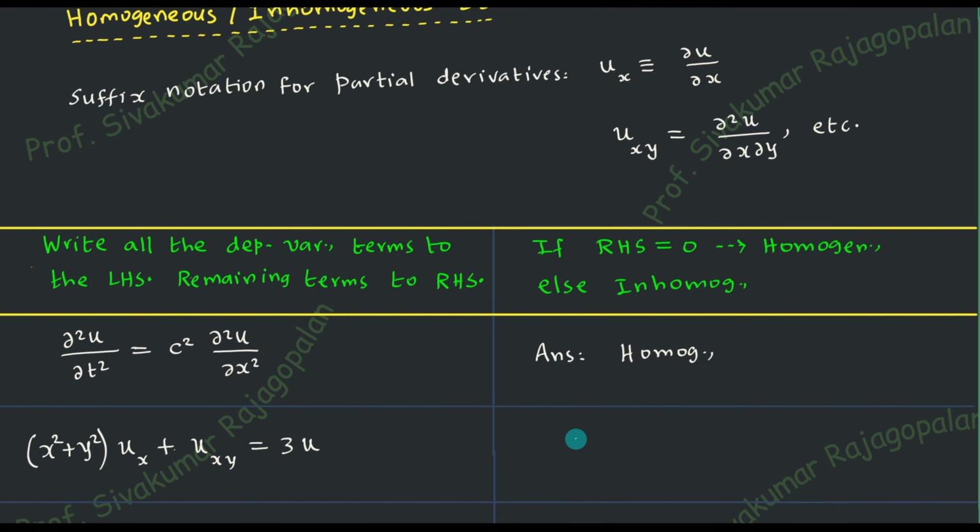So for the second equation, you can immediately conclude there is a ux here, therefore dependent variable is there. Uxy, dependent variable is there. Dependent variable means what? Unknown quantity. U is the unknown quantity. X and y are the independent variables. And therefore this is also dependent. Therefore it should be on the left hand side. 3 times u, so this u is also a dependent variable. It should be on the left hand side. So therefore take it to the left hand side. And what is remaining? Once you decide all the terms, nothing else is remaining. Therefore the right hand side is 0. And therefore once again this equation is also homogeneous.